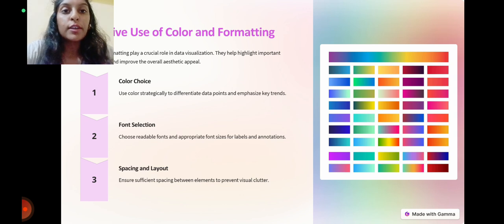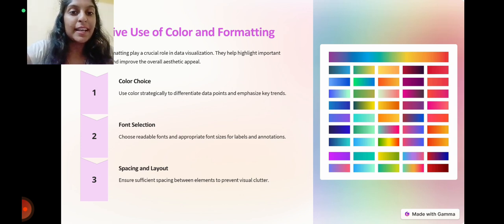Color choice: use the color strategically to differentiate the data points and emphasize the key trends. Font selection: choose readable fonts and appropriate font sizes for labels and annotations. Spacing and layout: ensure effective spacing between the elements to prevent visual clutter.